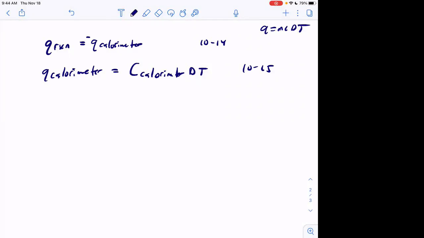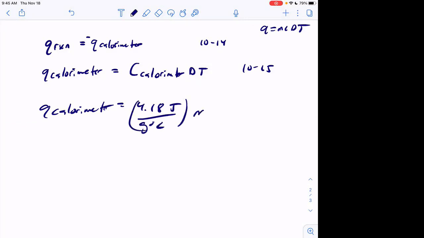and like you did in lab, then this becomes effectively equation 1016, where the C of the calorimeter is equal to the 4.18 joules per gram degree C times the mass of the water times delta T. This is for the coffee cup, and this is 1016.